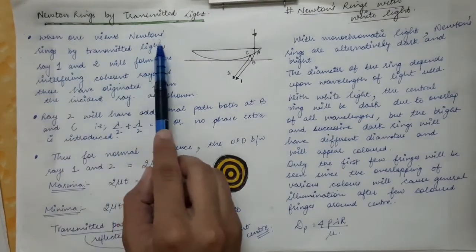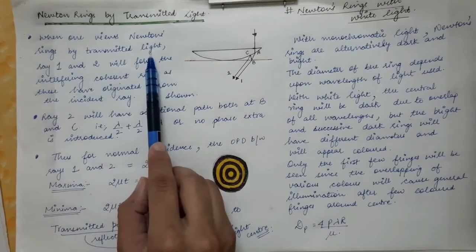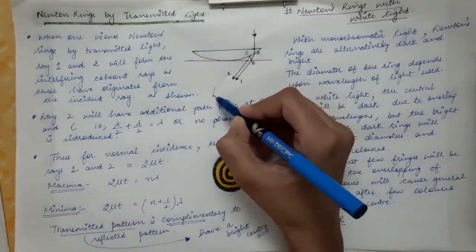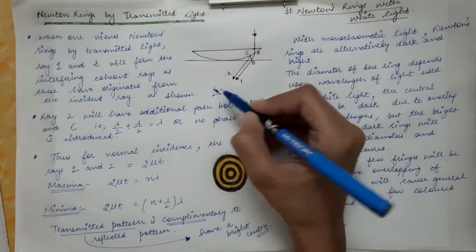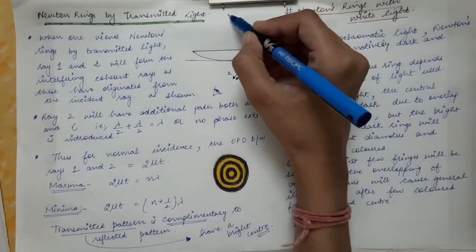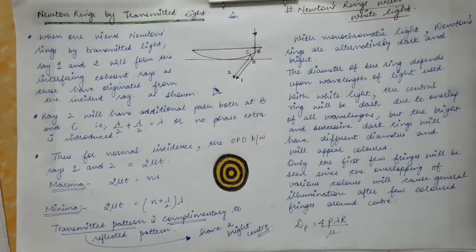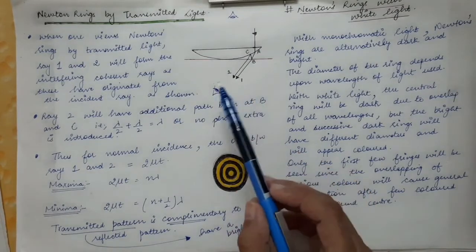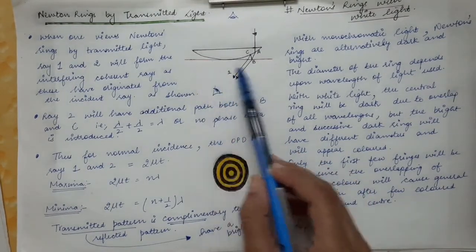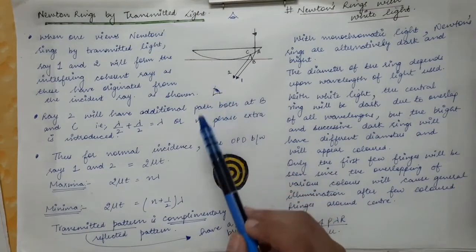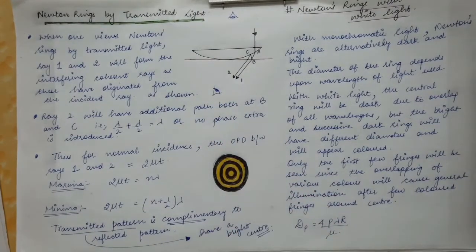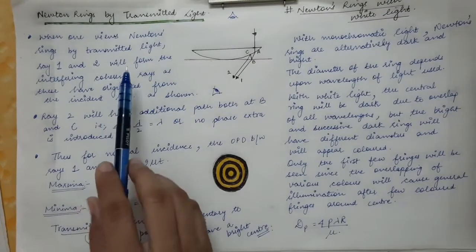Now when one views the Newton's rings by the transmitted ray, that is when one views the rings from this side. Till now we have been observing the Newton rings from the top, that is with the help of a traveling microscope. There we got the rings which were formed by the reflected light. Now when this experimental setup is observed from this side, we will get the fringes or the Newton rings by the transmitted rays.